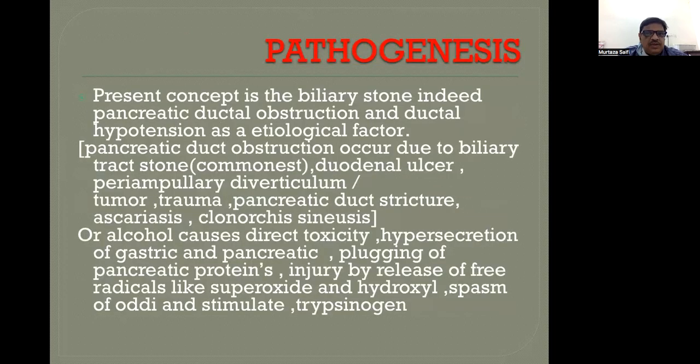Pathogenesis: the present concept is the biliary stone. Pancreatic ductal obstruction and ductal hypertension is an etiological factor. Pancreatic duct obstruction occurs due to biliary stone, duodenal ulcer, periampullary diverticulum, tumor, trauma, pancreatic duct stricture, ascaris, choledochocele, sinus; these are all causes of pancreatic duct obstruction. Or alcohol causes direct toxicity, hypersecretion of gastric and pancreatic juice, plugging of pancreatic proteins, injury by release of free radicals like superoxide and hydroxyl, spasm of the sphincter of Oddi, and stimulation of trypsinogen.